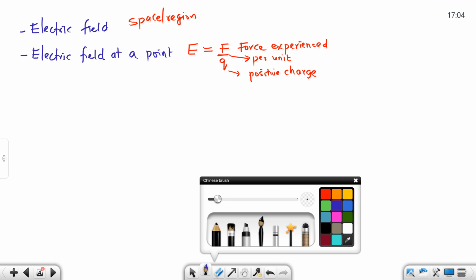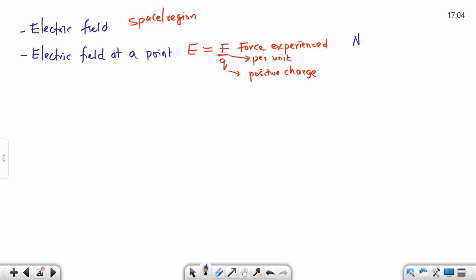And what is our unit? F is what? Newton, and charge is measured in coulomb. So this is Newton per coulomb. Just showing you how to walk through as quickly as possible. Now, what is the other formula we have here? E is also equal to what? KQ over R squared. I think that's the one we are going to use in this particular question.